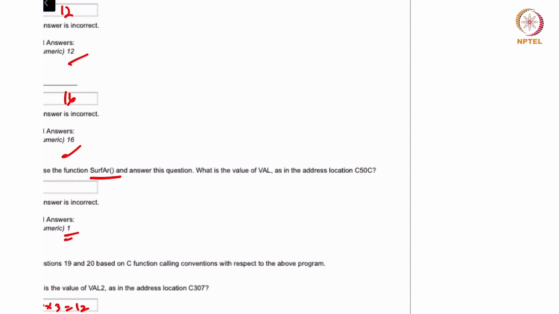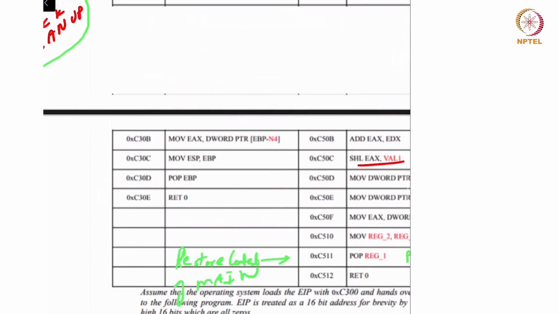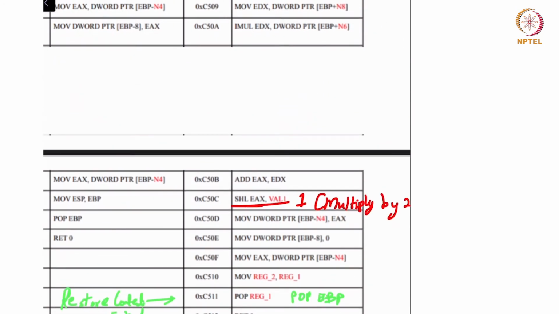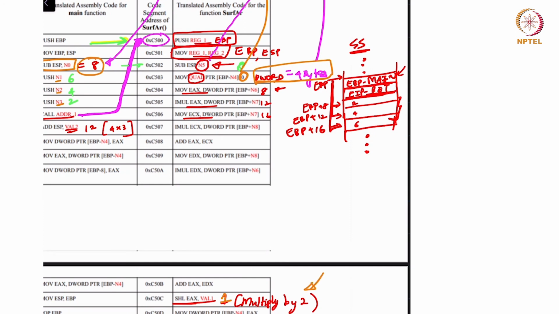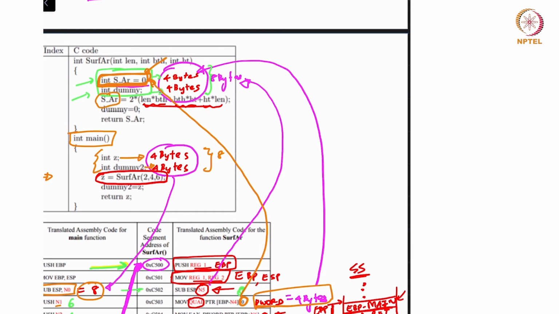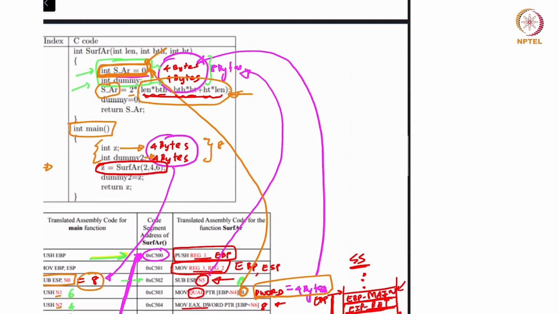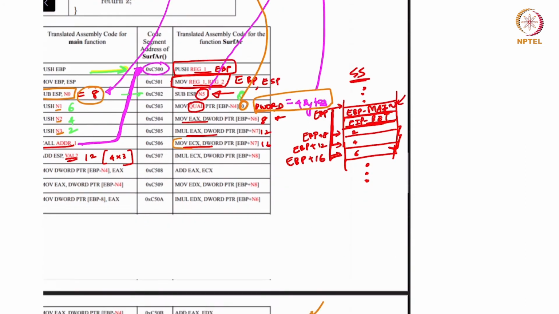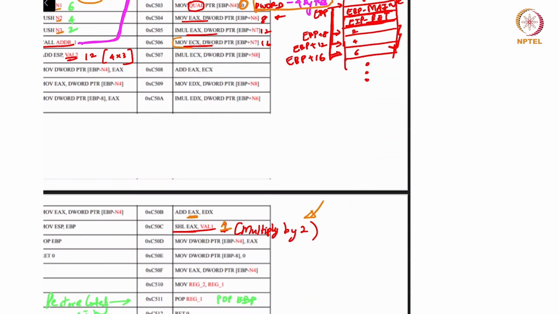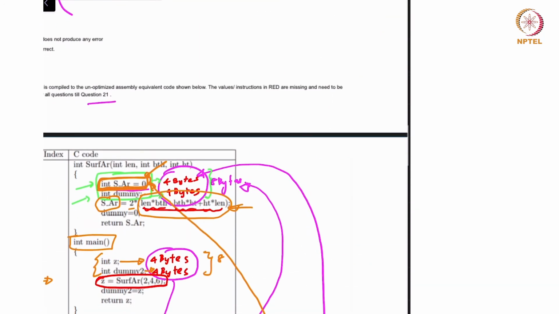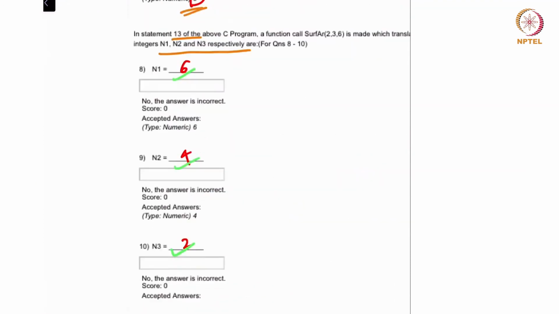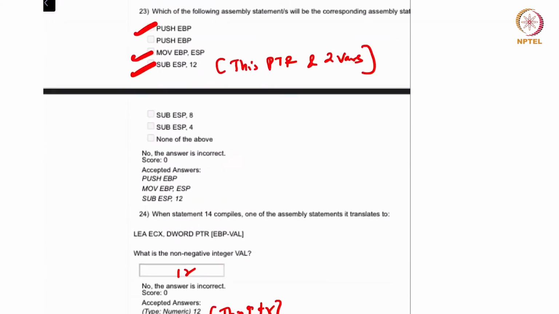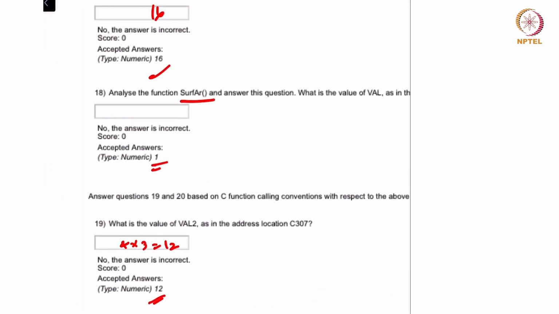So analyze surfAR. What is the value of val as in the address location C50C? So let's look at C50C. Shift left EAX comma val. Basically, this is nothing but a multiply by 2 operation. So this must be 1. I'll tell you why. Here SAR is equal to 2 times this whole thing, right? This whole value is computed in EAX. Now you need to perform a multiply by 2, and that can be easily performed by a shift left operation, SHL. When you shift left by 1, it is equivalent to multiply by 2. Therefore val is equal to 1. So 1 is the right answer.